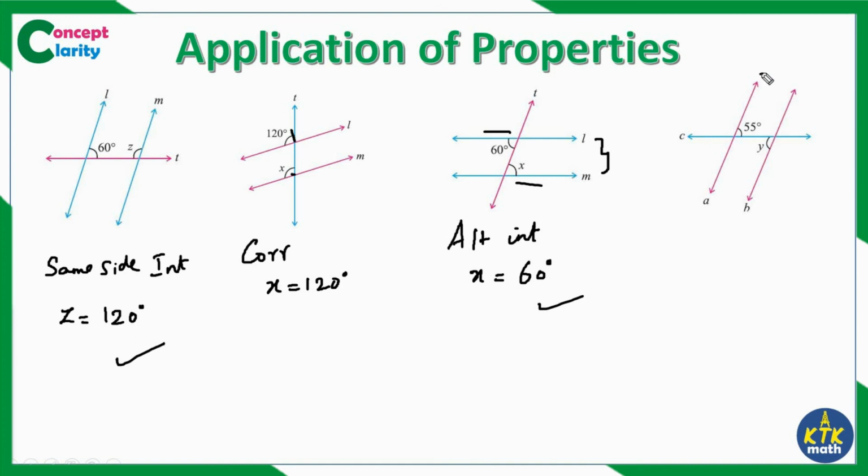Now in this case the lines are parallel. This one is also alternate interior. Both lie inside, therefore alternate interior. Again, y is equal to 55.